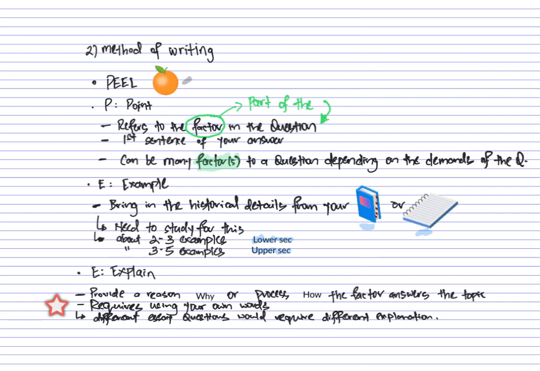Now if we move on over here, it will be explanation. Now explanation, there is a star, and why do I put a star over here? It is often the most difficult part of the essay writing component. So typically an explanation would have either a reason why or detailing the process how the factor, most importantly, answers the topic.